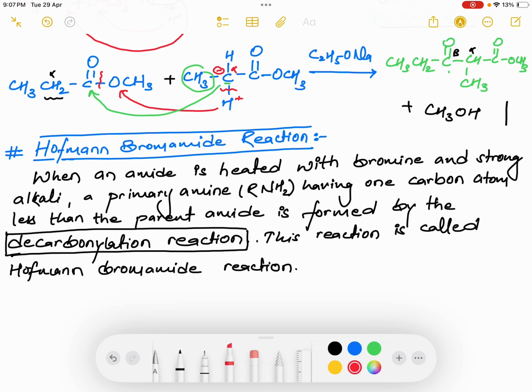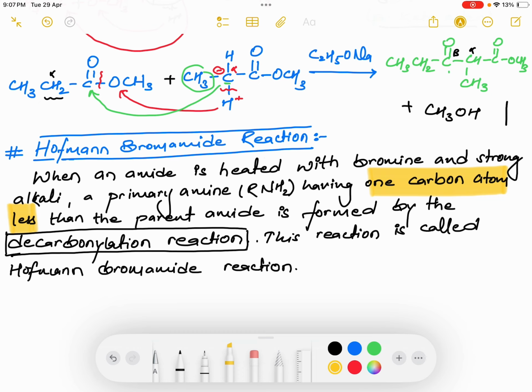Basically, in this reaction, what will happen is one carbon atom will be less. So if you have ethanamide, you will get methanamine, something as such. Okay, so one carbon will be comparatively less than that of the parent.